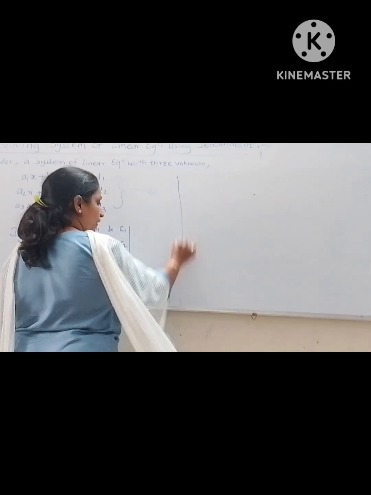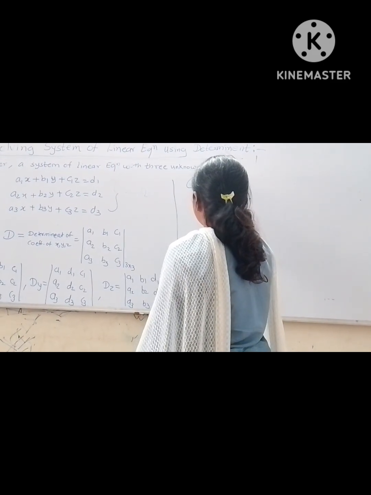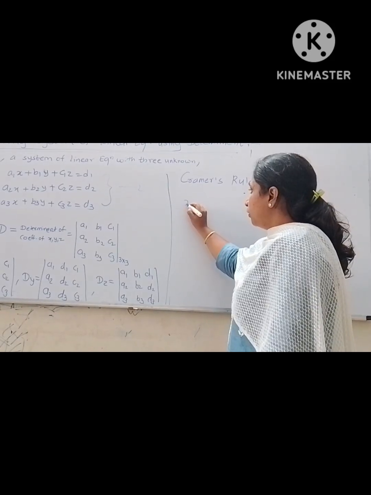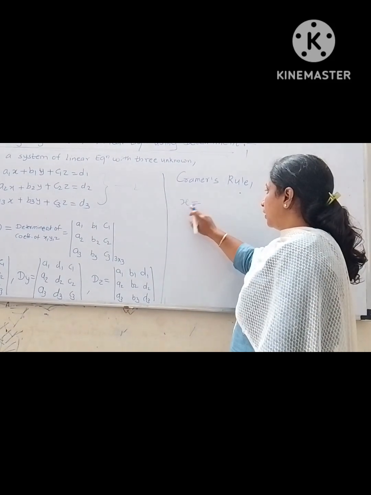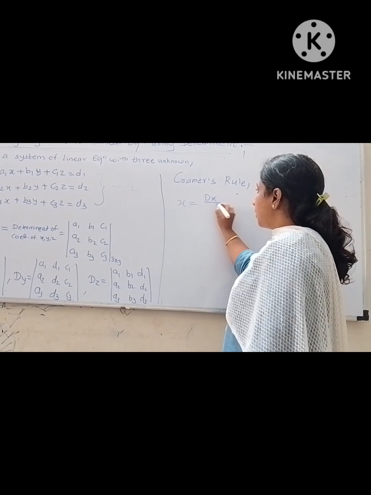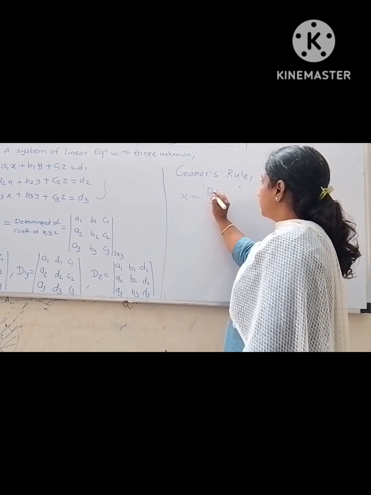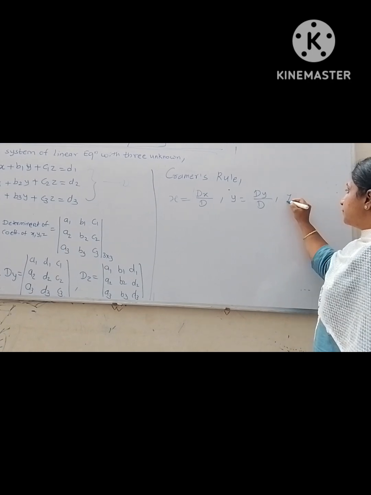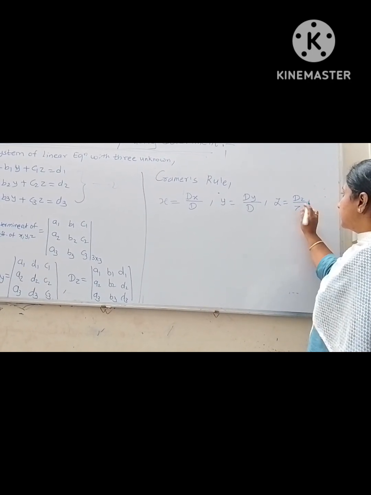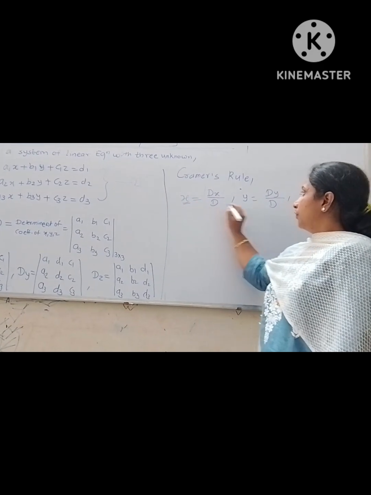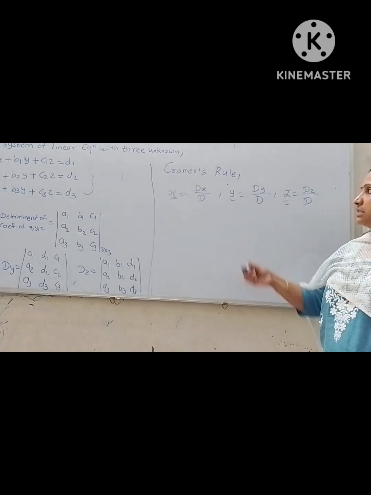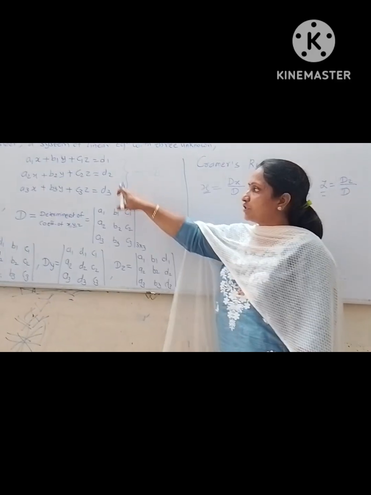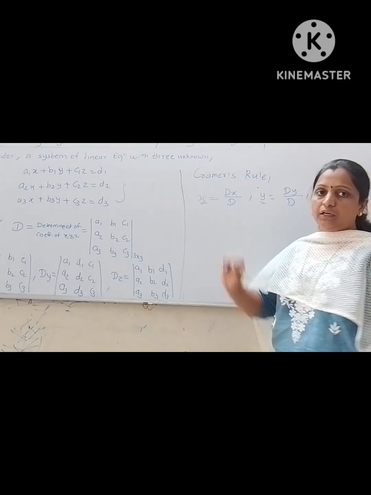By Cramer's rule, the value of x is Dx upon D, the value of y is Dy upon D, and the value of z is Dz upon D. In this way we get the values of the variables by using Cramer's rule, and we find the solution of a system of linear equations using the determinant concept.